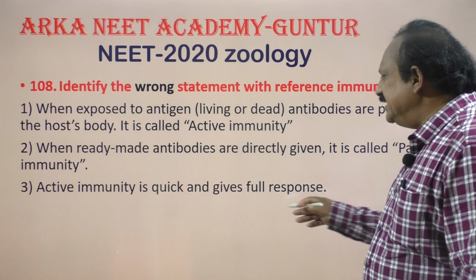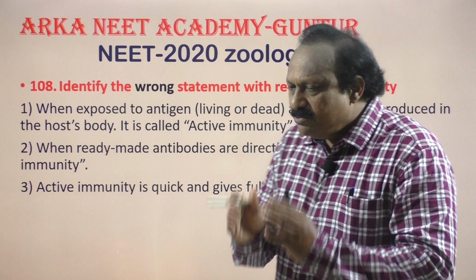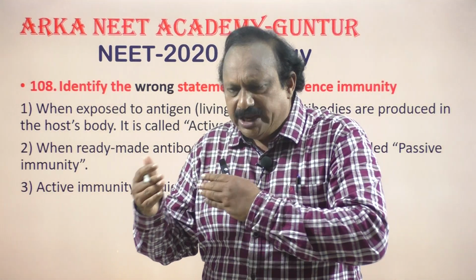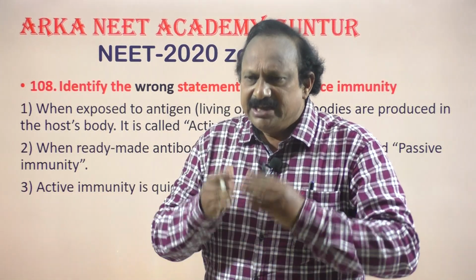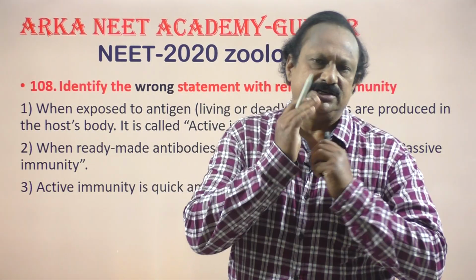Next, active immunity is quick and gives a full response. This is wrong. Active immunity is a slow process. It shows its effect slowly after a long time. Whereas the passive immunity effect is quick, immediate, and it shows its complete effect in a short time.